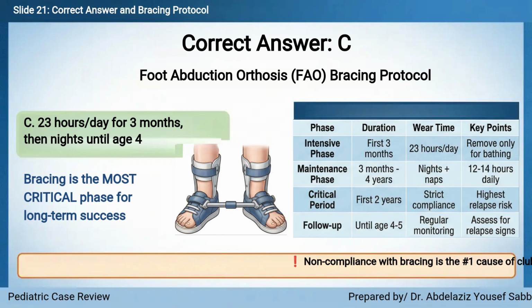The most important clinical warning to communicate to every family: noncompliance with bracing is the #1 cause of clubfoot relapse, accounting for up to 37% of cases. Bracing is not optional. It is the most critical phase for long-term success.